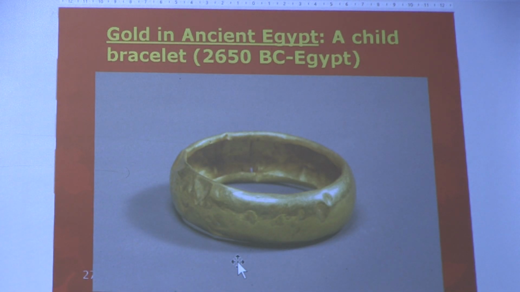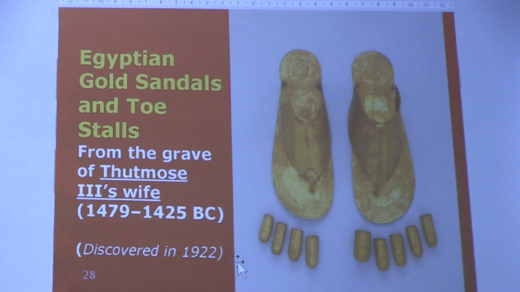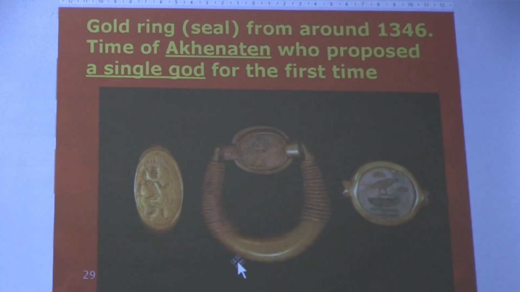Now let's switch to gold production and gold jewelry in Egypt. This is a child's gold bracelet, of course, the child of a rich person. Now you can see the golden sandals and the toe stalls. Ayak parmaklı, kadın ayak kralın eşi bu. She is the wife of Thutmose III in Egypt. You can see how beautiful the sandals are.